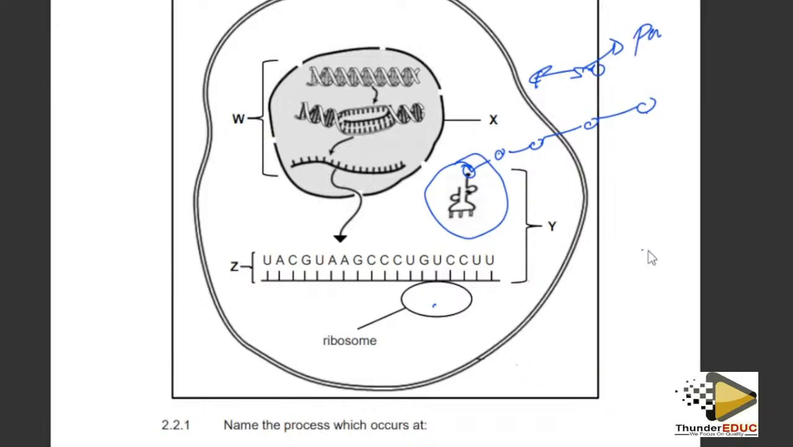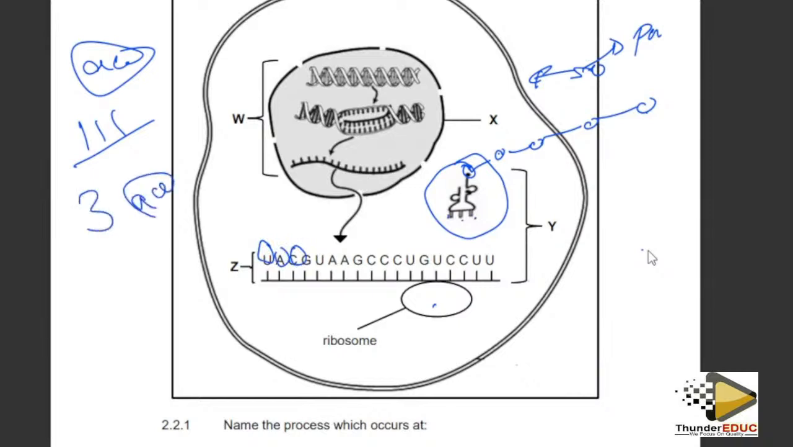Remember, an amino acid always has 3 bases, because of this: 1, 2, 3. But if they say there are 3 amino acids, how many bases are there? It's going to be 1, 2, 3 times 3, which gives you 9.